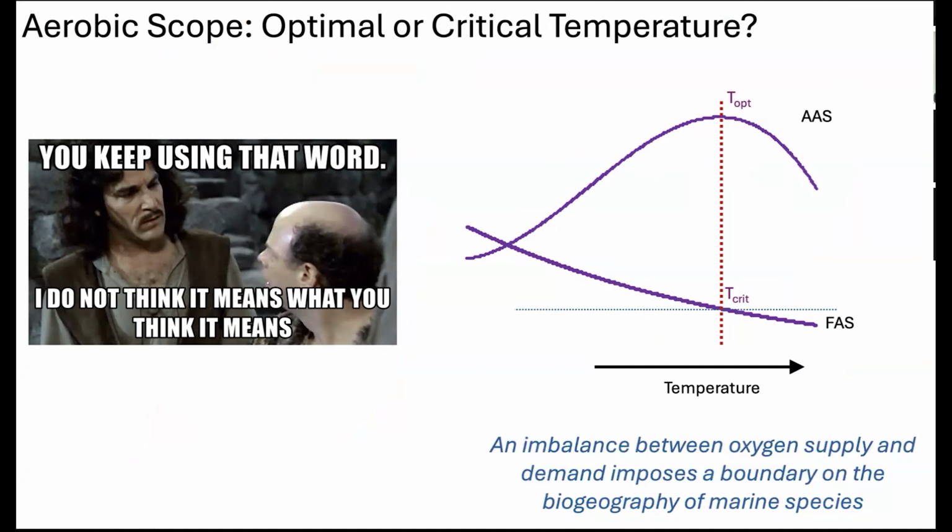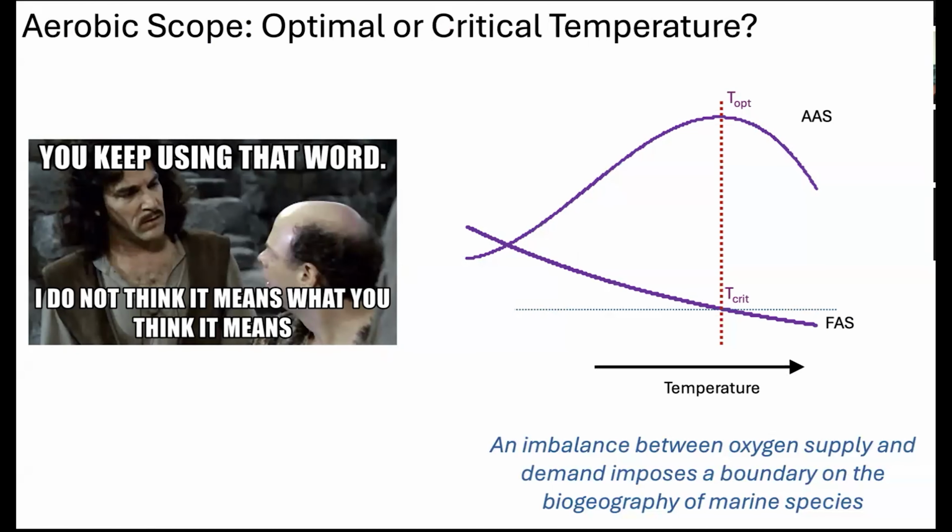So this aerobic scope, you can express it in a couple different ways. The absolute aerobic scope, which is this curve here, is the maximum metabolic rate minus the standard or resting metabolic rate, and it typically increases with temperature up to some peak and then declines thereafter. And this peak is often interpreted as an optimum temperature.